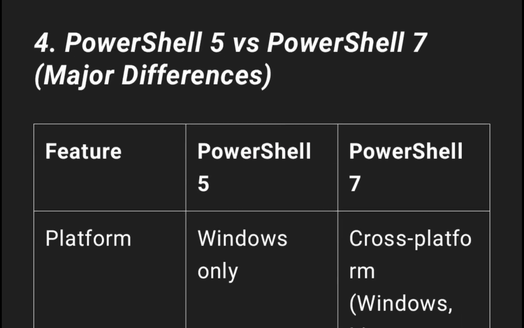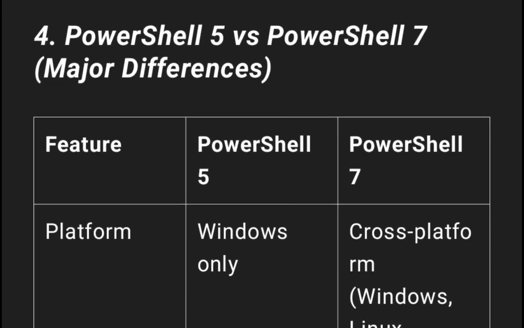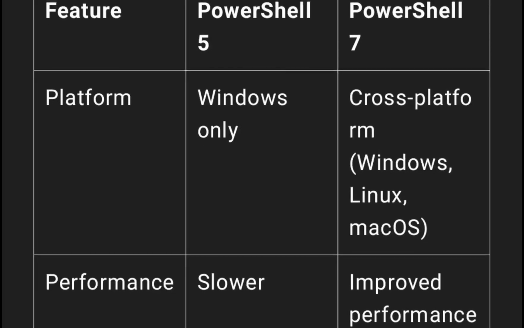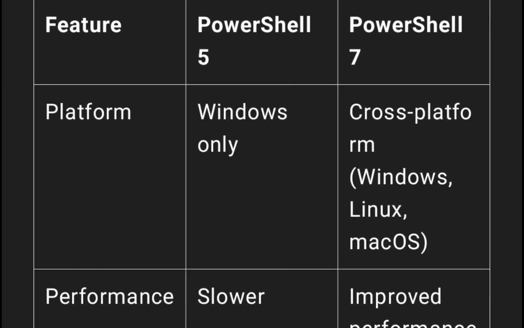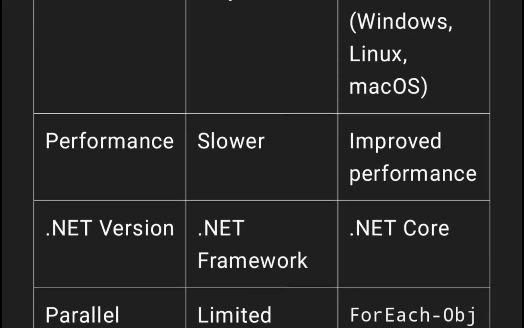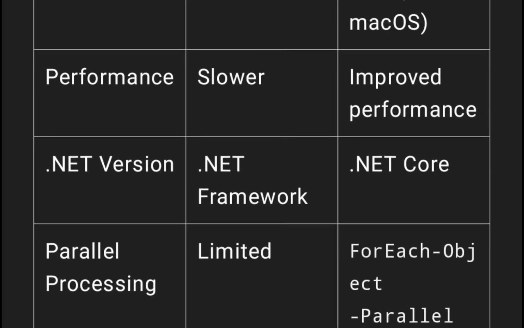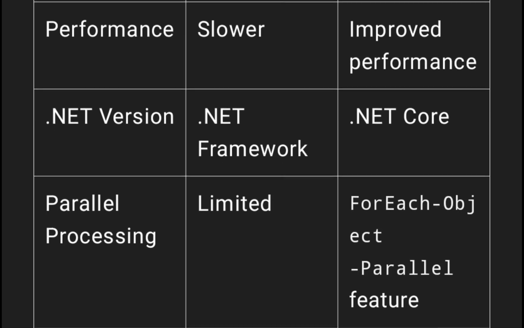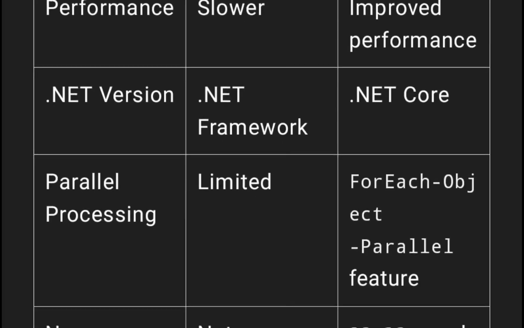And this is for error handling. And this is some important difference between PowerShell 5 and PowerShell 7. These were the features. Let's say PowerShell 5 supports only Windows, and as I said, PowerShell 7 supports cross-platform like Windows, Linux OS, macOS, like that. Performance is slow in PowerShell 5, and there is improved performance in 7. And .NET Framework is used in PowerShell 5. .NET Core is used in PowerShell 7.